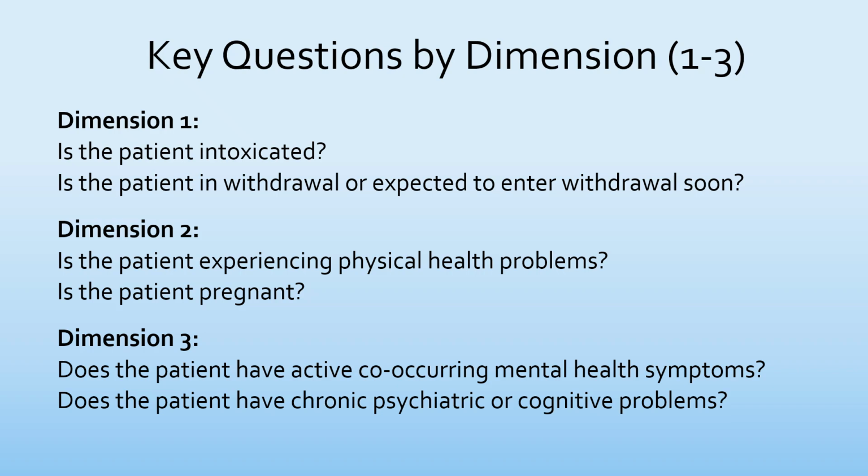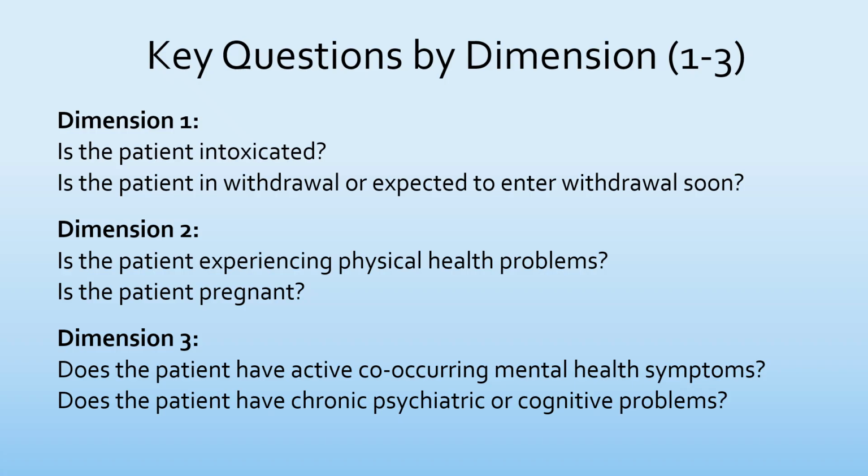So some key questions. This is kind of a summary or almost a cheat sheet of what we're looking at in each of the dimensions. So dimension 1, is the patient intoxicated? And again, patient versus client, that can be interchangeable here. Is the client in withdrawal or expected to enter withdrawal soon? Those are two of the big things we need to know.